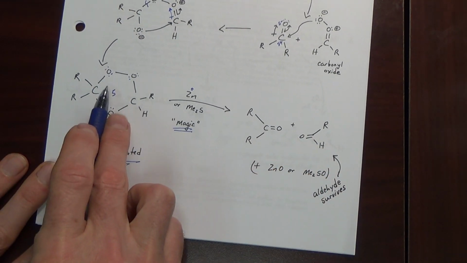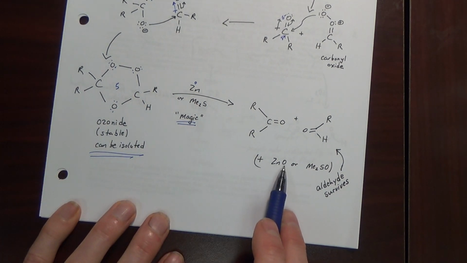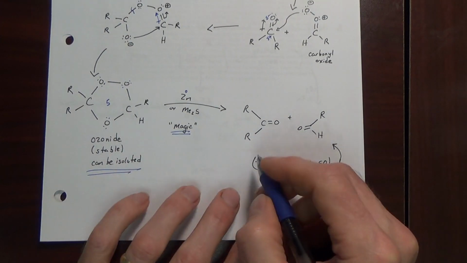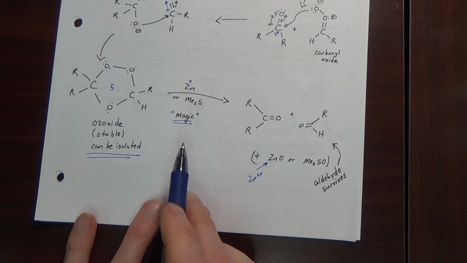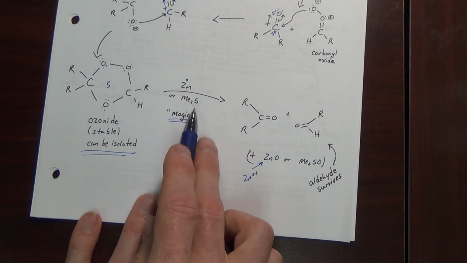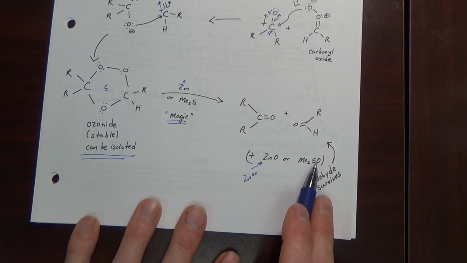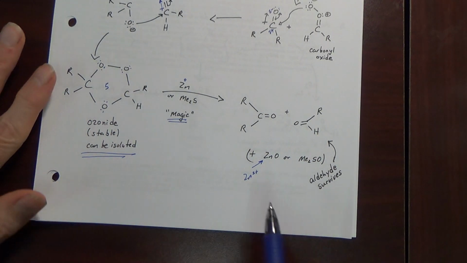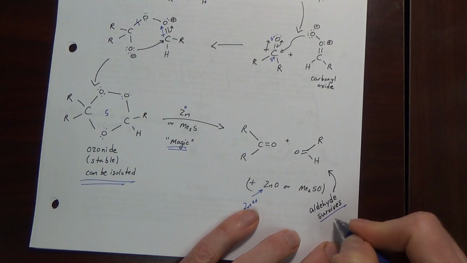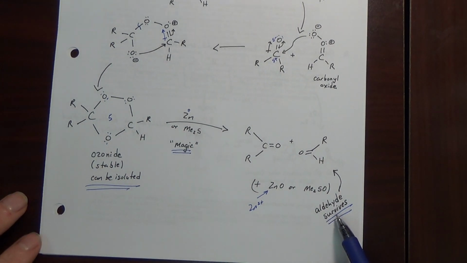That means one of the oxygens has to go somewhere. The fate of the other oxygen is either zinc oxide, and we see the zinc is now 2+, it's been oxidized, or the dimethyl sulfide becomes dimethyl sulfoxide. The sulfur becomes oxidized. Now note in this reaction that aldehydes do survive. There's no reason to think they would not, at least not at this point.